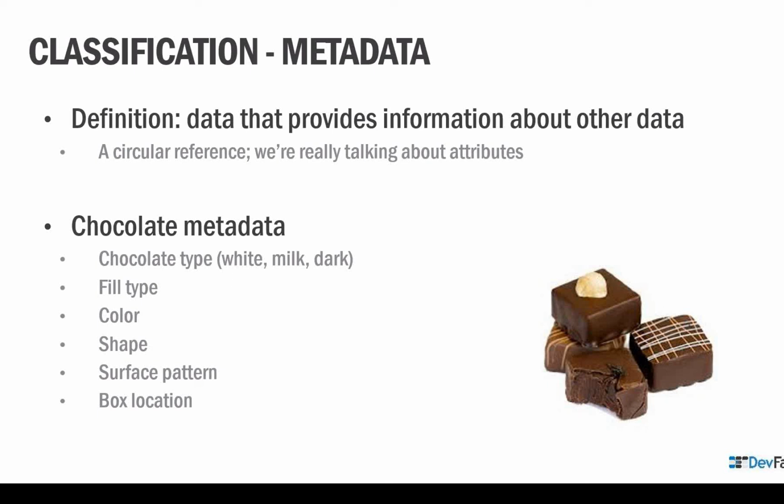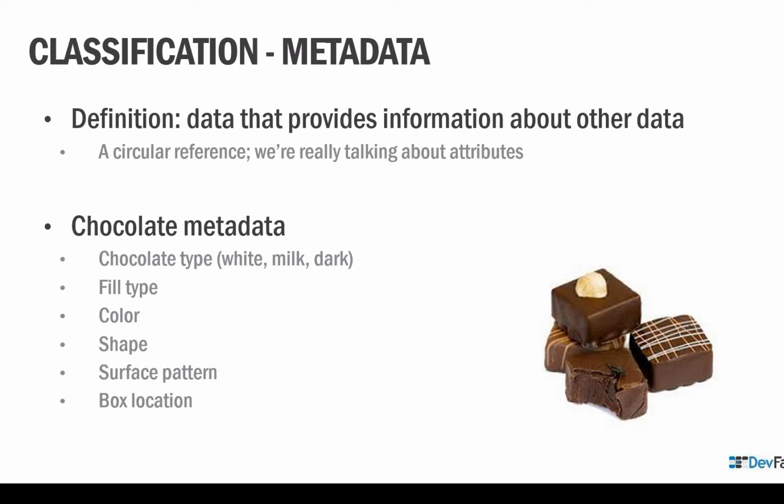And then, on top of it, we talked about the indexing, the sorting of the information. Well, box location would be another one that would be good to have. And I mean, we could go on and on and on, but for our example, these are a good starting point.